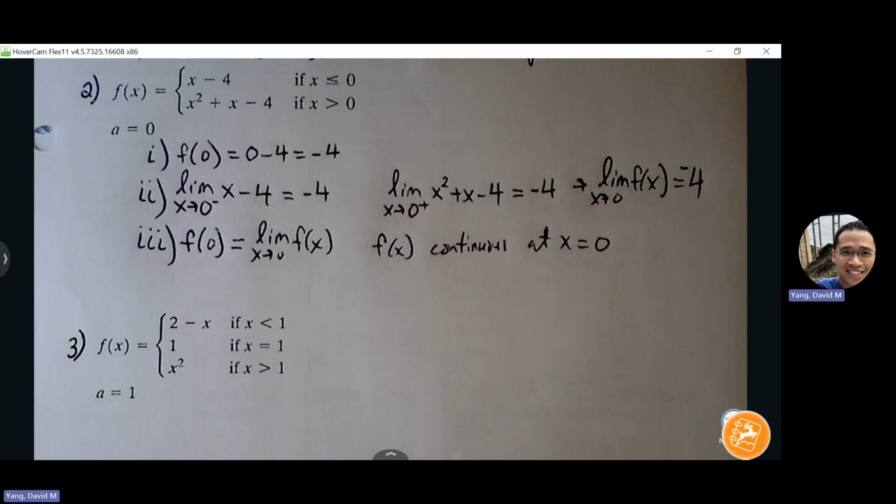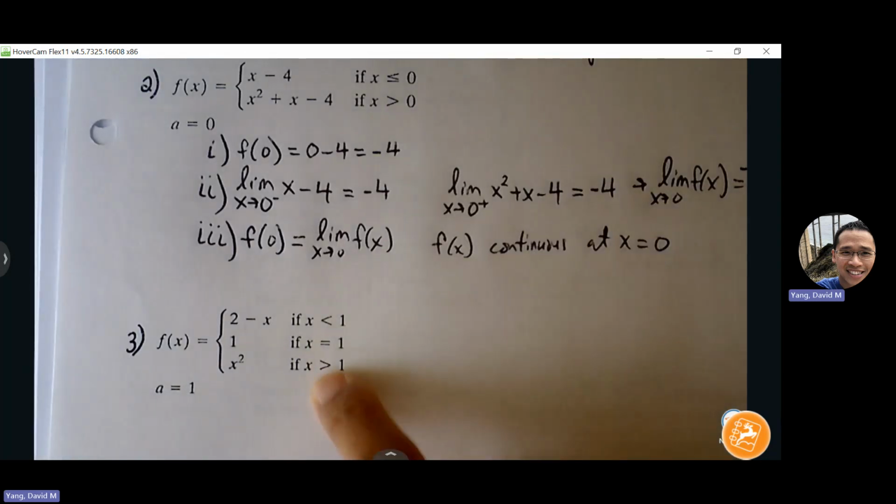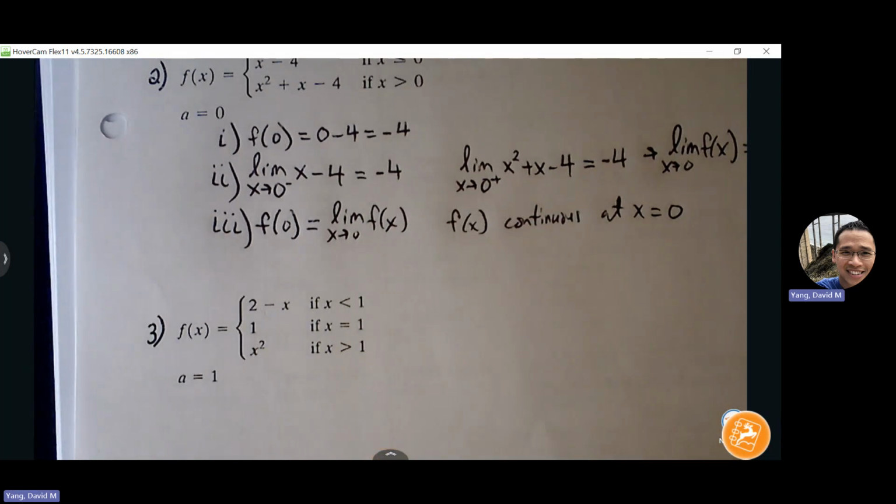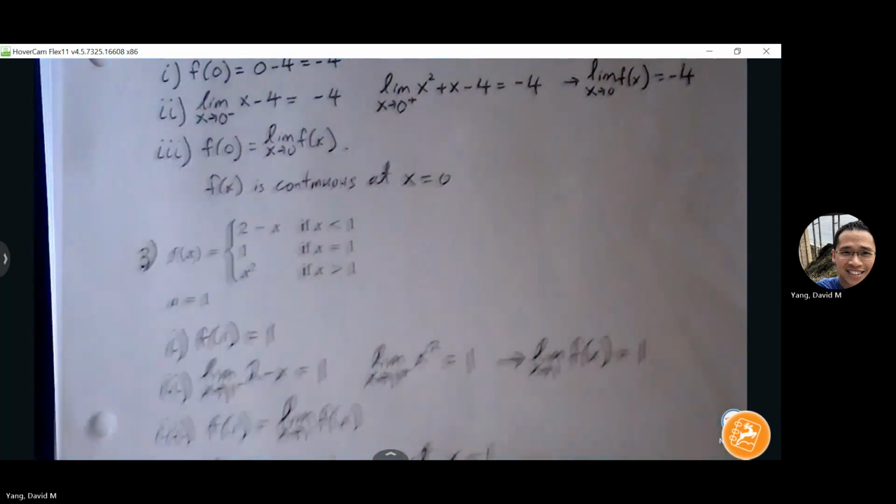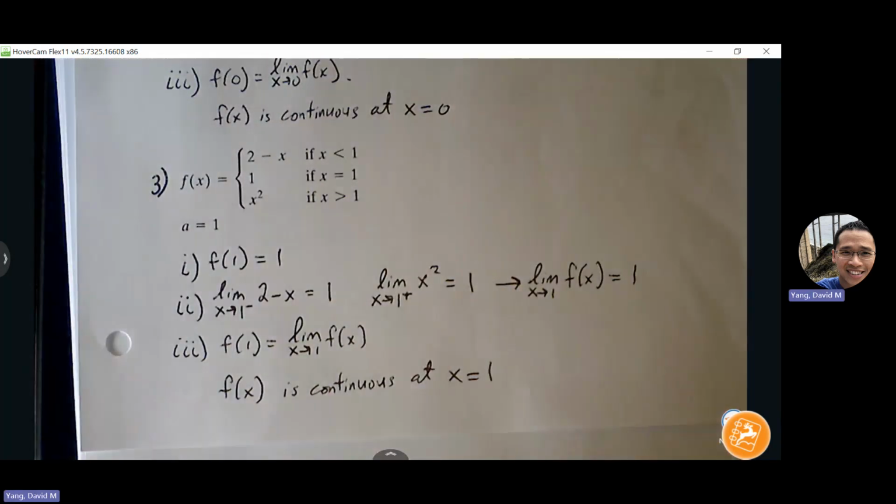Okay, for number 3, do we need one-sided limits? Oh, you need both sides. Yeah, because we see a less than or greater than. So we do need one-sided limits. What do you guys conclude here? Is the function continuous? Yes. Okay, all 3 conditions pass. So check your notations, see how they look.